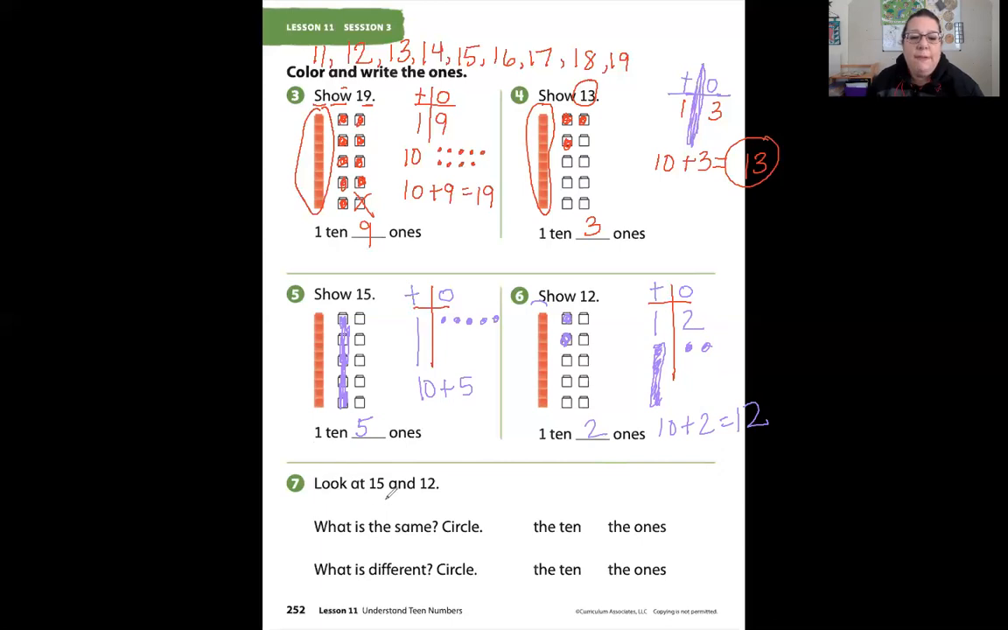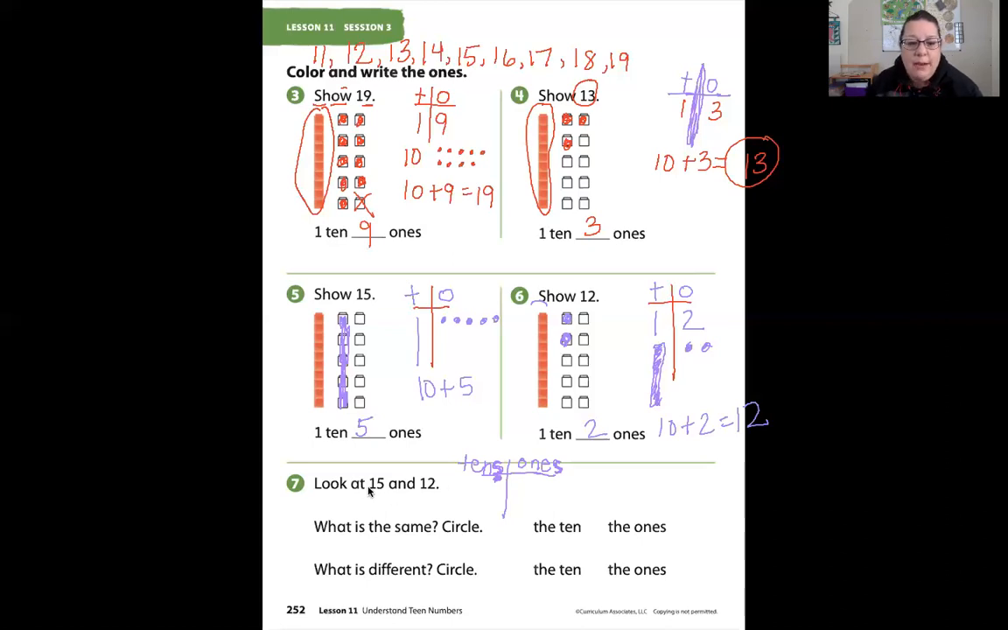Here it says look at 15 and 12. What is the same? Well, let's make our T-graph. Here we have tens, and we have ones. And it says, what is the same about them?